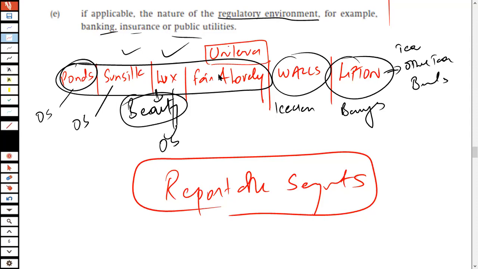Okay, don't worry about how it will look. It will test you against the criteria of the segments meeting the operating segment definition or not. That is what it is going to do. It is going to test you against the criteria.